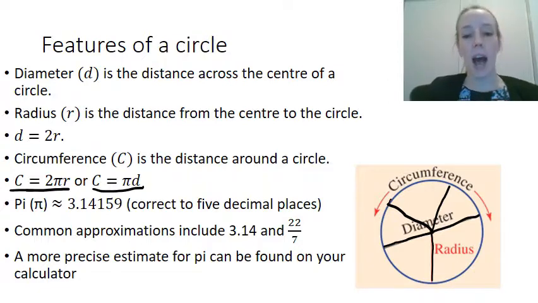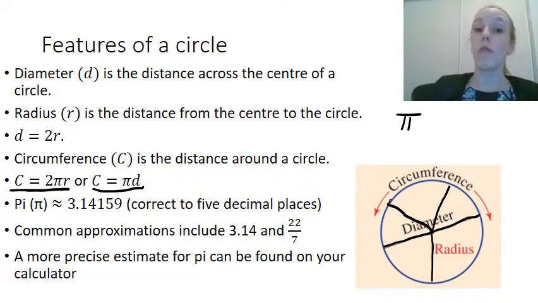Now, pi is a mathematical symbol there that you can see. That's pi, and it's approximately equal to 3.14159, and that's correct to 5 decimal places, but this number is not a rational number, so it will go on forever.